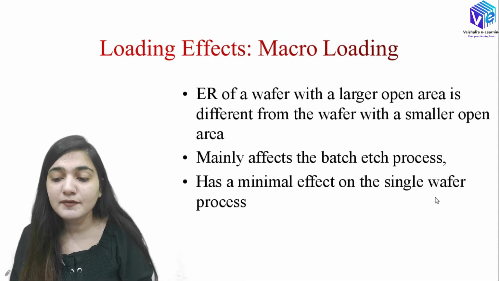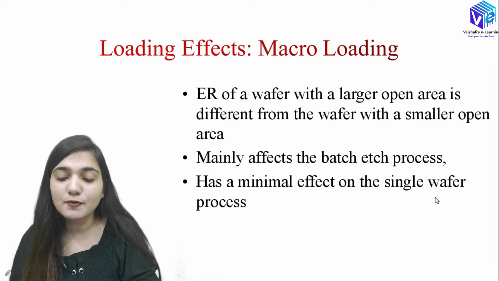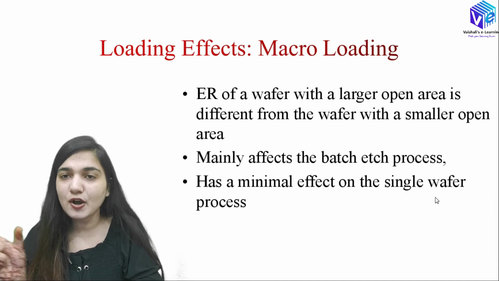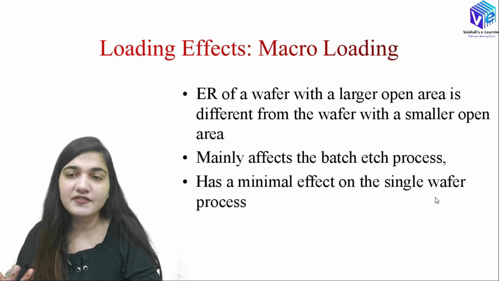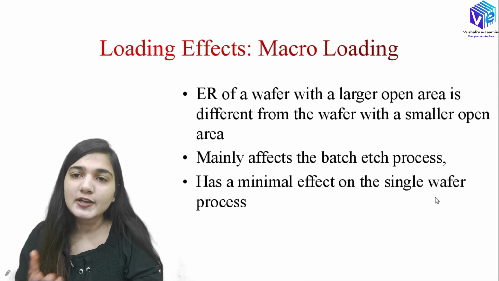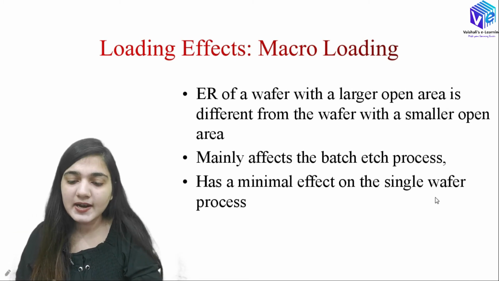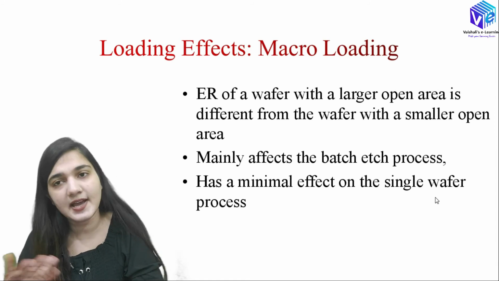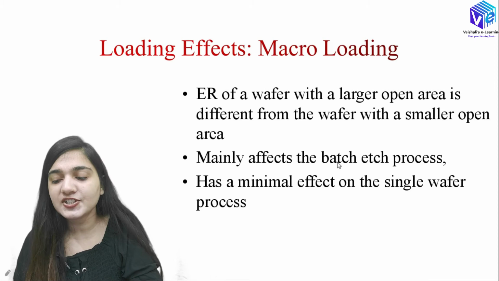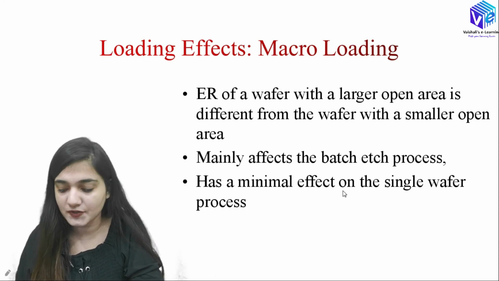Etch rate of a wafer with a larger open area is different from the wafer with a smaller open area also. Okay, so it will be affecting the open area also. So if I have a larger feature size, then the etching rate will be faster. If I have smaller and smaller feature size, then I have slower etching rate. Similarly, if I have more and more wafers, the etching rate will be decreasing. Mainly, it is affecting the batch etching process, and it has the minimal effect on the single wafer process.